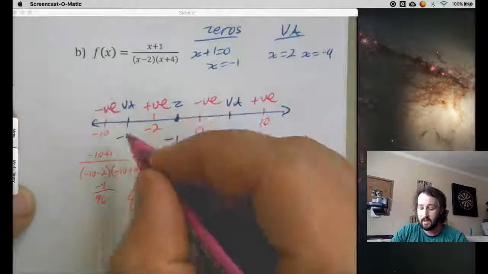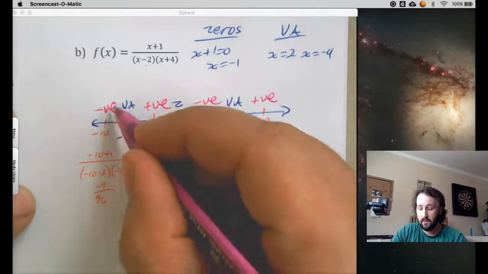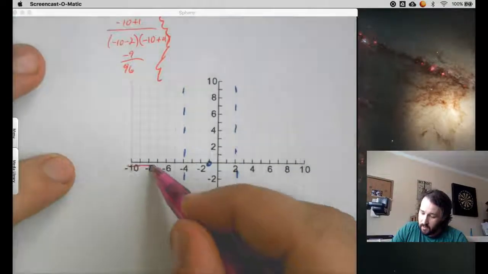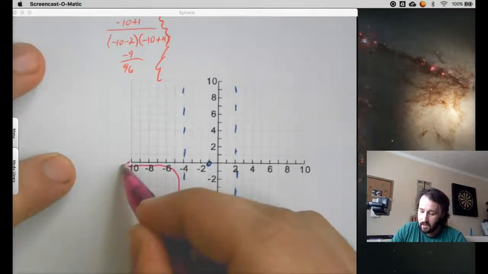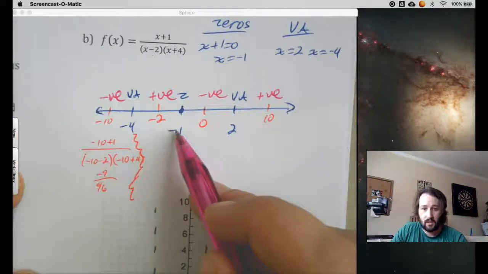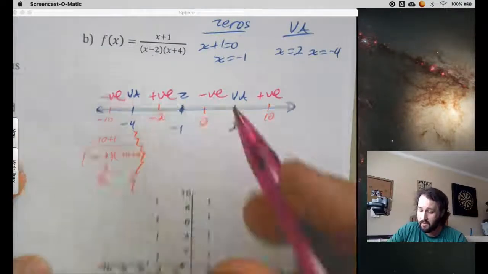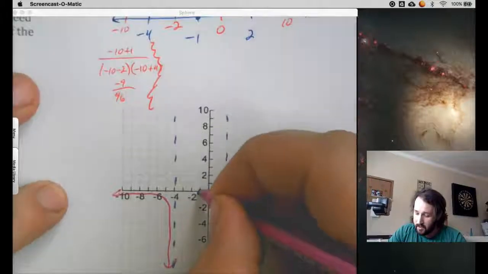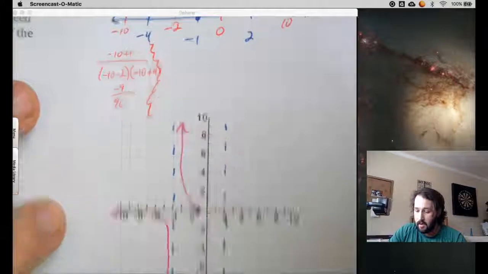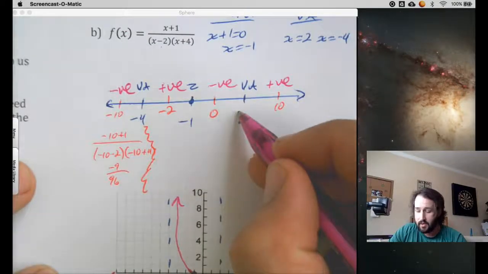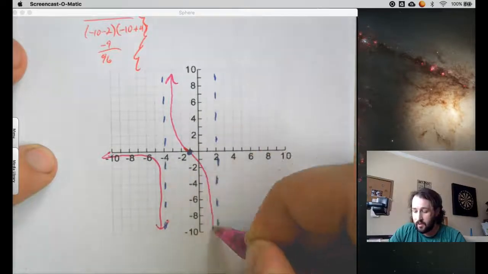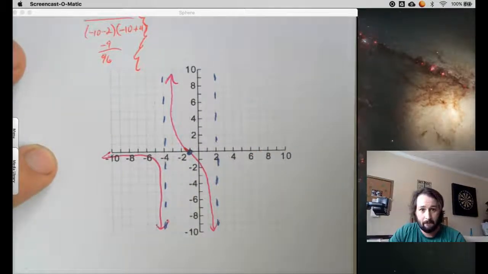So what that tells me, on the left-hand side of -4, it's all negative. So on this side of my vertical asymptote, I must be down here. So they're all negative y values. Between -4 and -1, it's all positive values. So since these are all positive, this must be going something like that. Then from -1 to 2, they're all negative values. So this side, it's really weird, but it must be doing something like that.